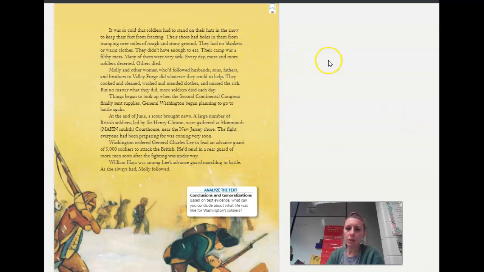Times are pretty rough right now, right? It was so cold that soldiers had to stand on their hats in the snow to keep their feet from freezing. Their shoes had holes in them from tramping over miles of rough and stony ground. They didn't have paved roads and sidewalks. They had no blankets or warm clothes. They didn't have enough to eat. Their camp was a filthy mess. Many of them were very sick. Every day, more and more soldiers deserted. Others died. Molly and other women who followed husbands, sons, fathers, and brothers to Valley Forge did whatever they could to help. They cooked and cleaned, washed and mended clothes, and nursed the sick. But no matter what they did, more soldiers died each day.